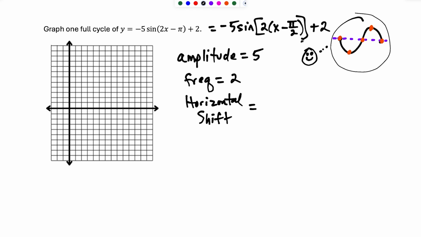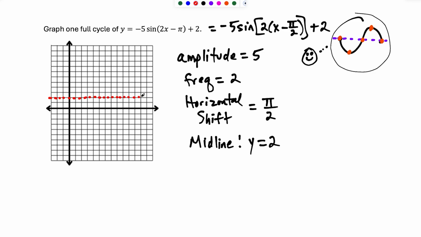And then I write my +2 on the outside. So just be careful there, because that is a very common mistake, students forget to factor this. So the horizontal shift here is equal to pi over 2. And then our midline is going to be at y equals 2. Okay, so these values are going to be very important. So I'm just going to start off the graph here. So we have a midline at y equals 2.